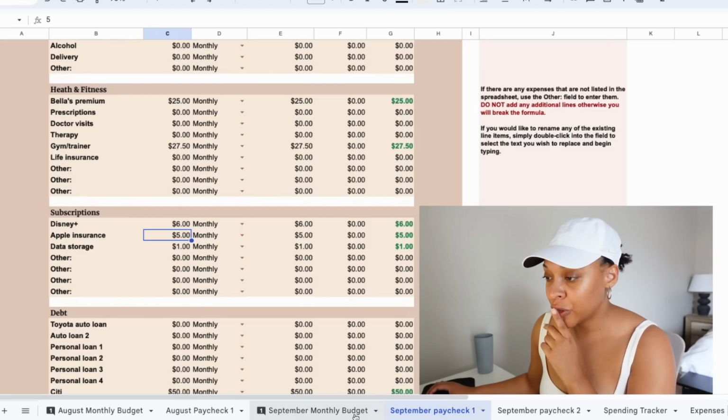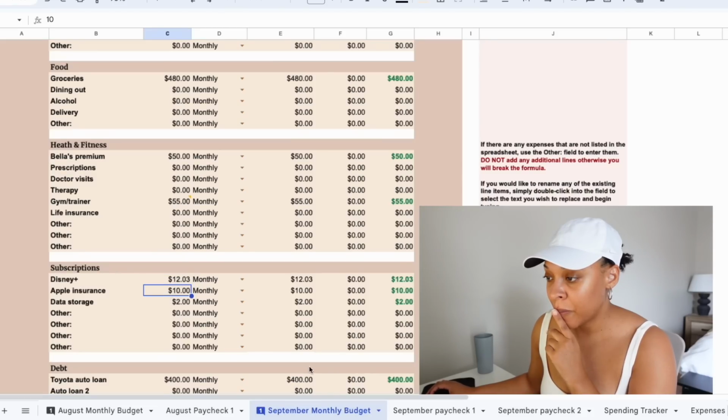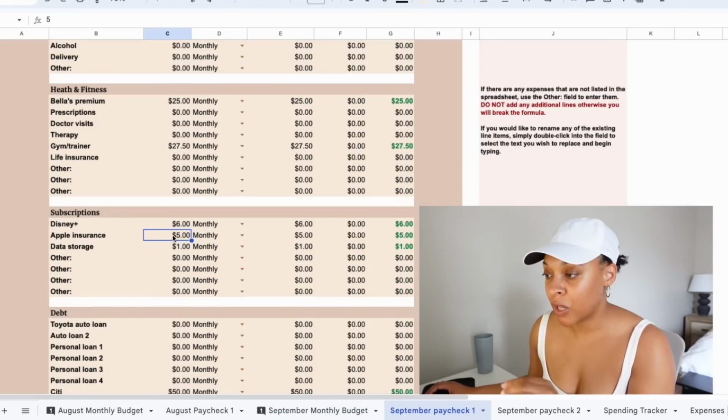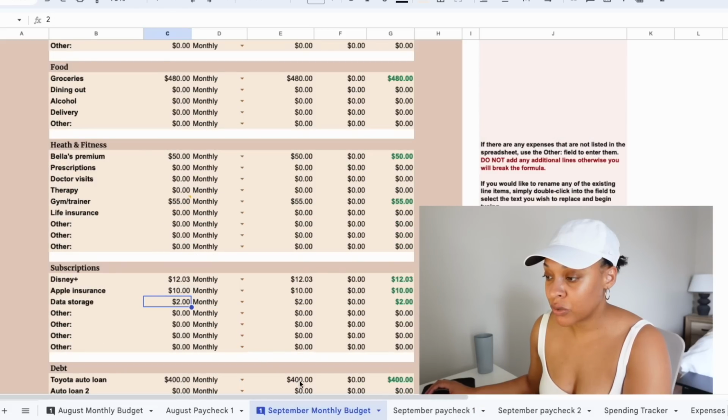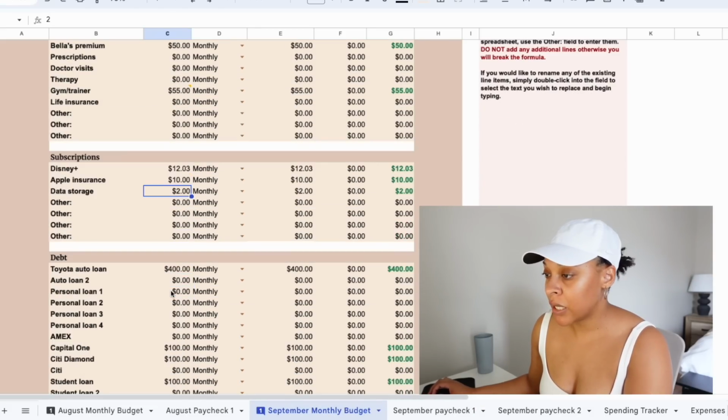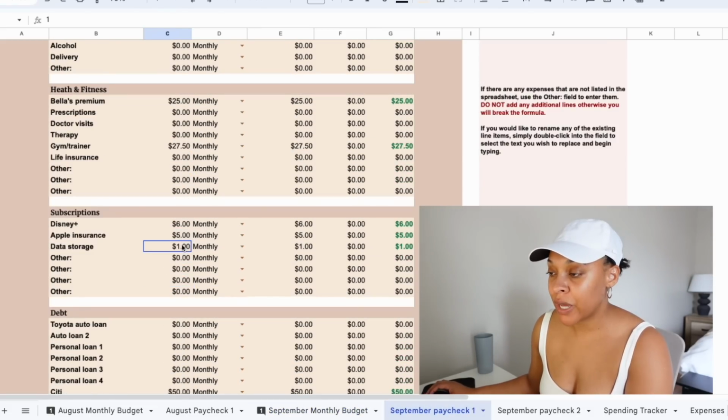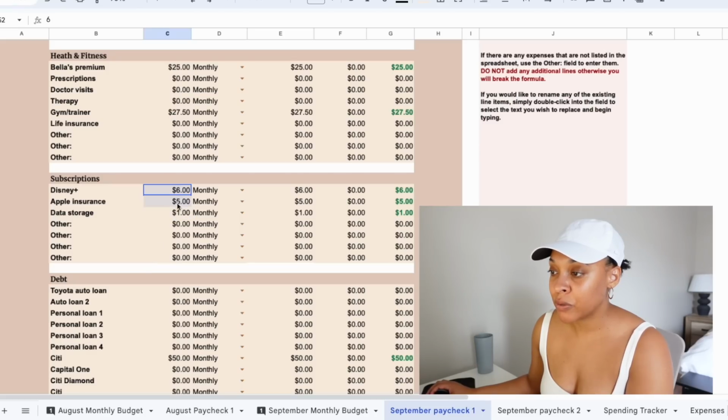For my Apple insurance, it is $10 a month. So that's correct. It'll be $5 per paycheck. And data storage is $2, and that would be $1 per paycheck. So that is correct. These all go into my bills account.